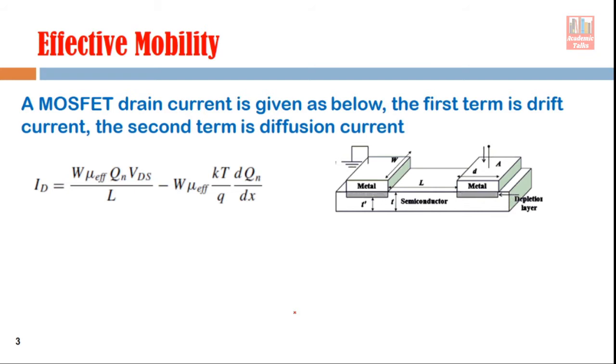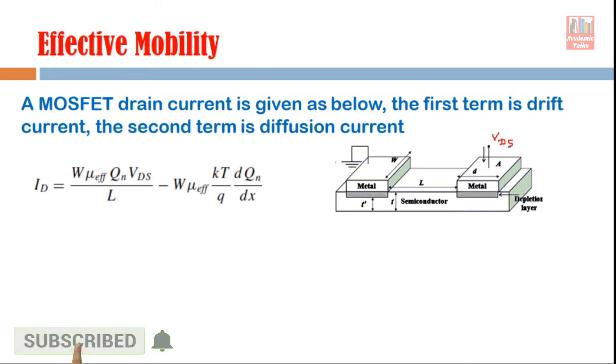Here the main important term is effective mobility. When we talk about effective mobility, again I'm telling you that we consider this particular portion of semiconductor which is between drain and source region. You can see this structure. This is source which is grounded, and this side is drain, where we are applying a certain potential. This potential applied on the drain is VDS.